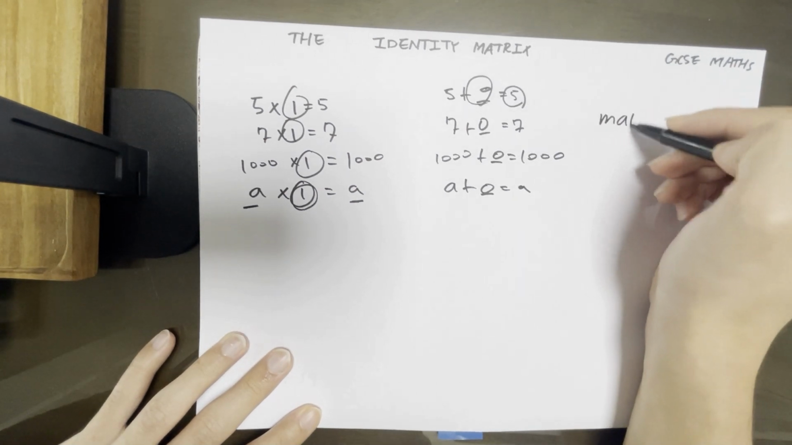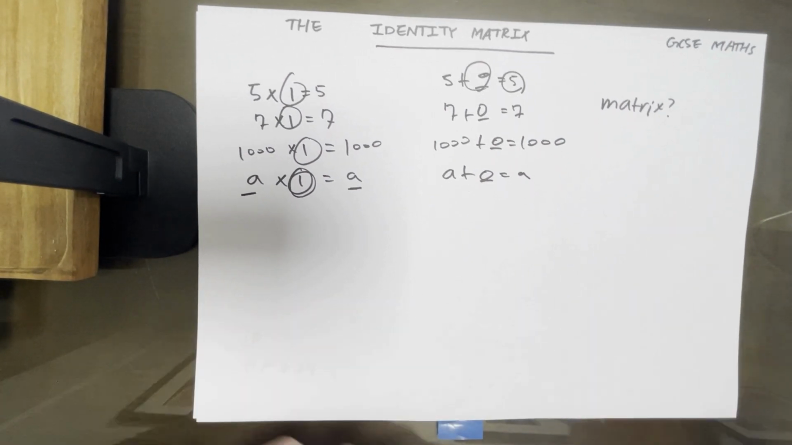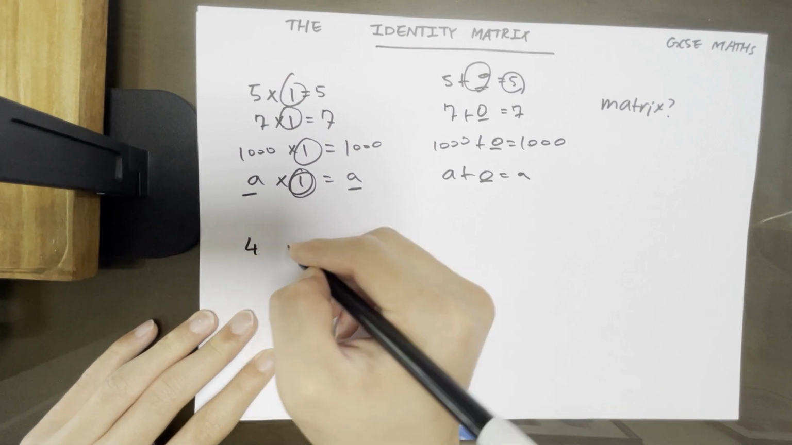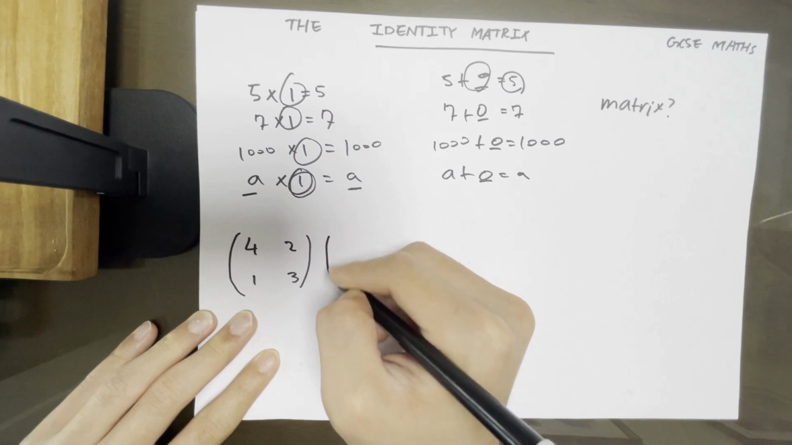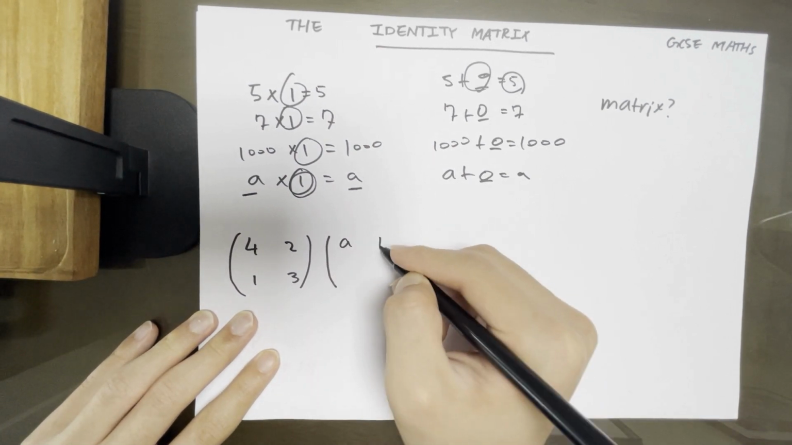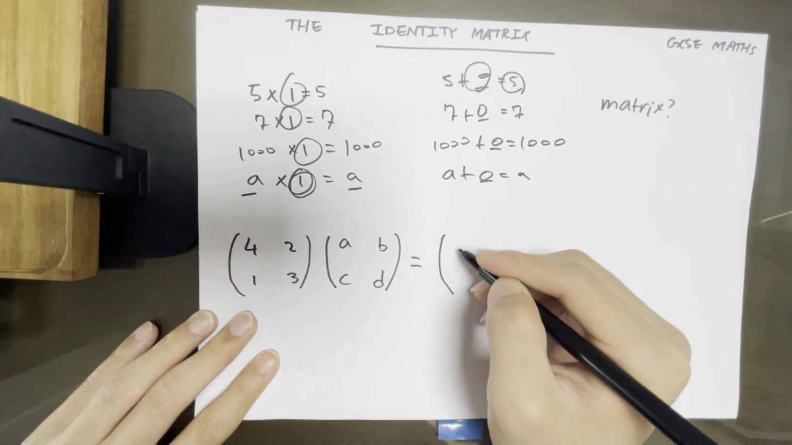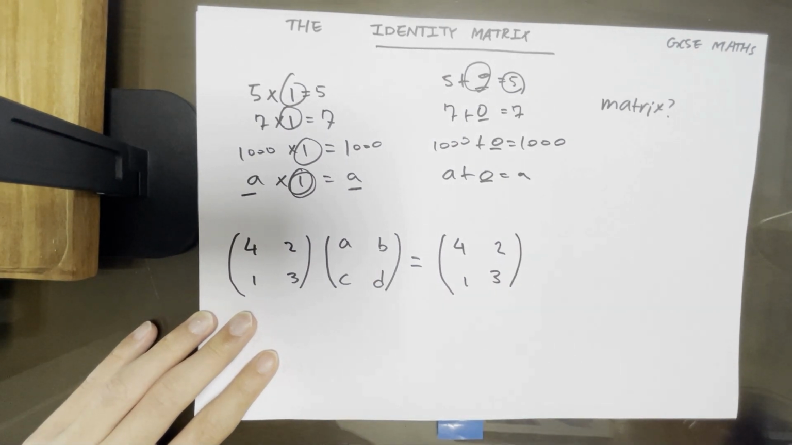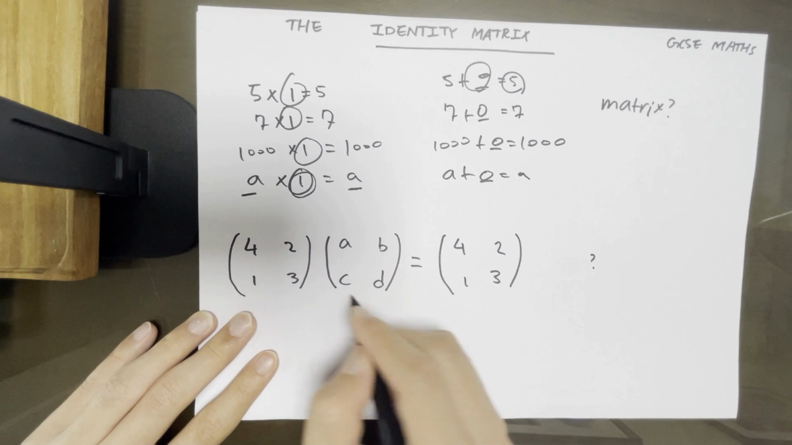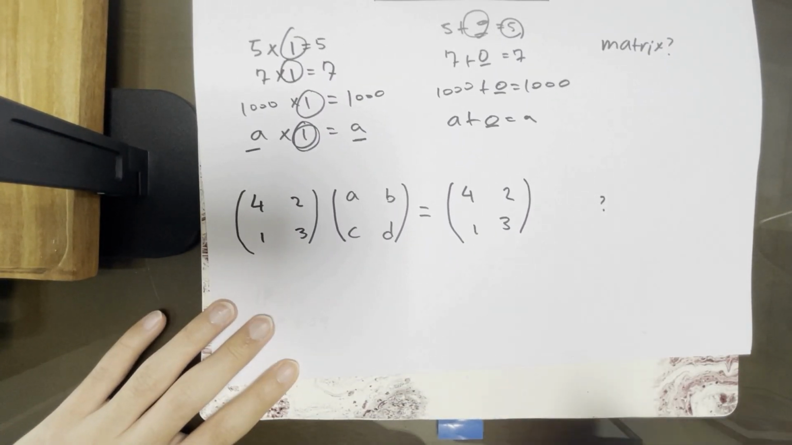Then what about matrices? What is the identity matrix for matrices? Well, let's find out. Let's say we have a matrix 4, 2, 1, 3, and you're going to multiply that by A, B, C, D, all of which are unknowns. And we need to make the final answer be 4, 2, 1, 3, the same one that we started with. What is the identity matrix? This one here. Okay, let's find out how we can calculate this.